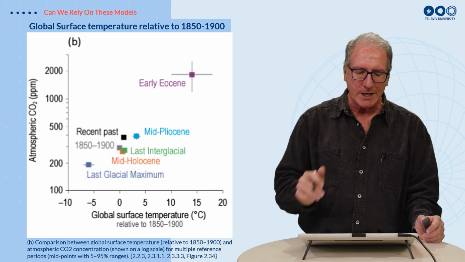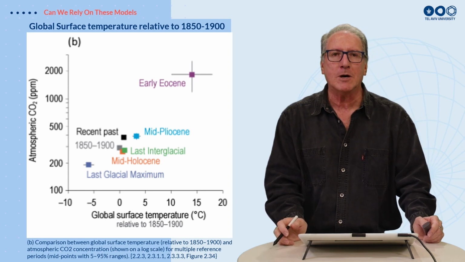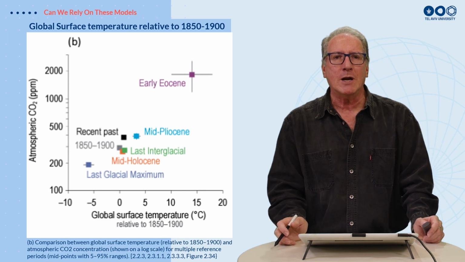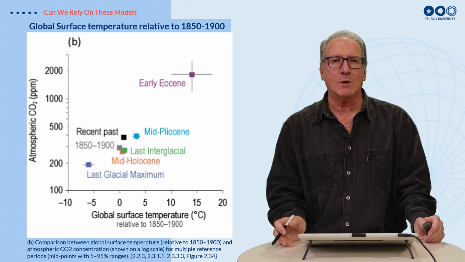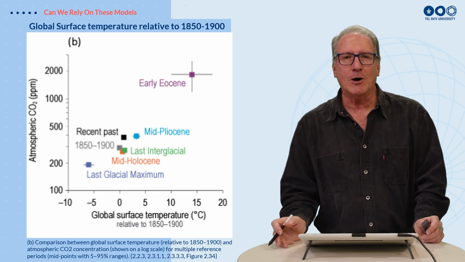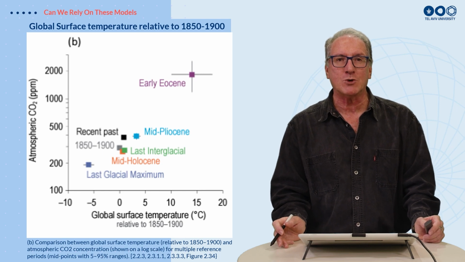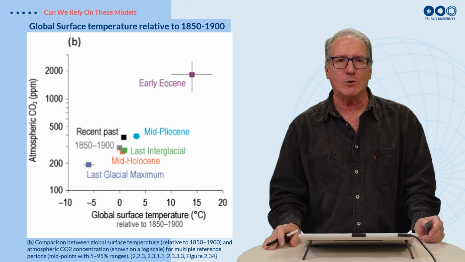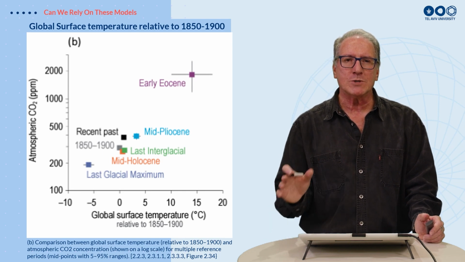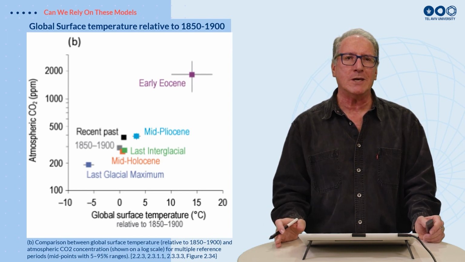If we look at the early Eocene, the pink box, this was a period when the temperatures were nearly 15 degrees warmer than they are today. Well, there weren't any people on planet Earth then. We didn't have any Homo sapiens wandering around. It was much warmer, with a lot more carbon dioxide in the atmosphere. We know this from geological records. And so we know that it was close to 15 degrees warmer in the early Eocene.